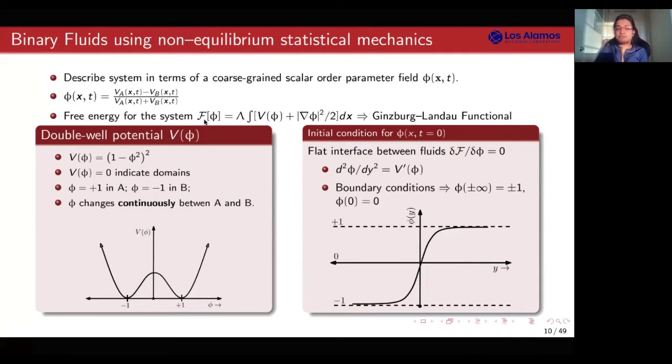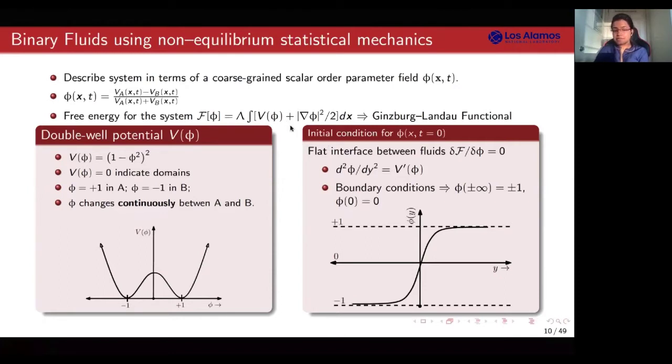Now we assign a free energy functional to the whole system. This is known as the Ginzburg-Landau functional. This is a functional because the output is actually a function. This free energy functional has two terms, the bulk potential energy part and then the interface part. For the bulk potential energy, the simplest choice is a double well potential with the two minima occurring in the two fluids.